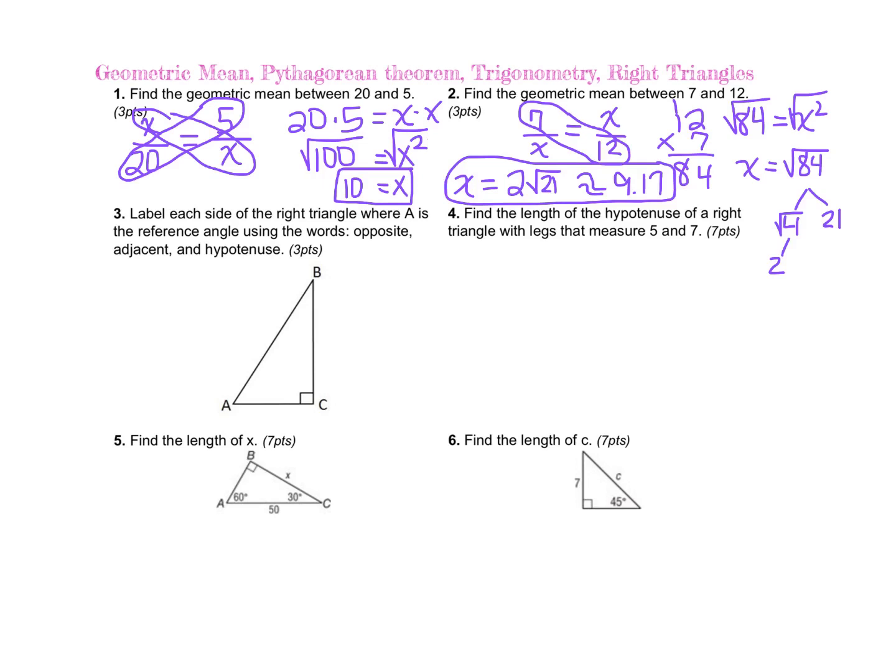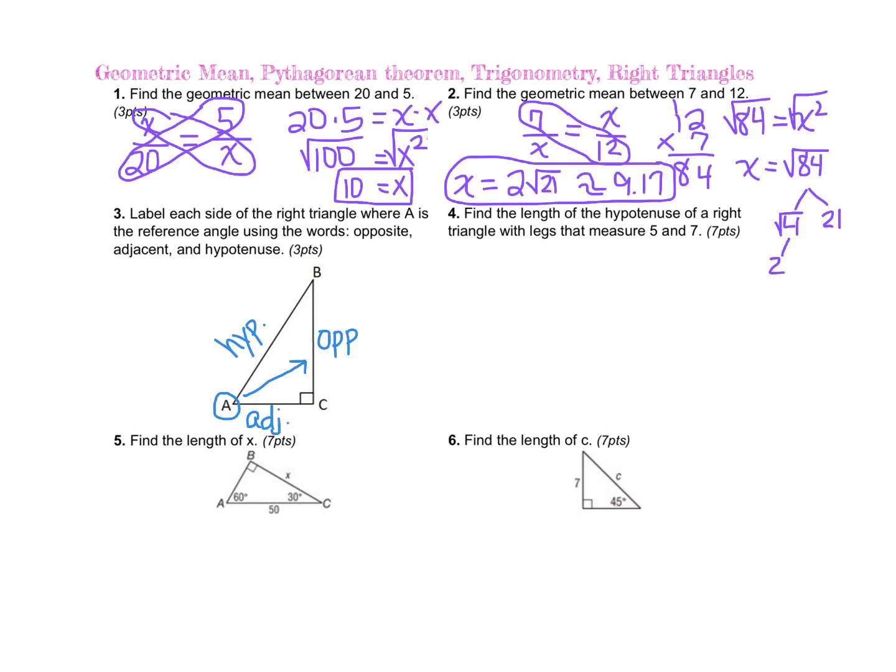All right, so let's look at this next one. The next one says, label each side of the right triangle where A is the reference angle using the words opposite, adjacent, and hypotenuse. So if I'm focusing on angle A, the opposite is going to be directly across from it, the one that's not touching it. So this is going to be my opposite side. The hypotenuse is always going to be opposite from the 90-degree angle. And then the adjacent would be the side that's touching, it's the line segment that's used to create angle A, but not the hypotenuse. So this is the adjacent side.